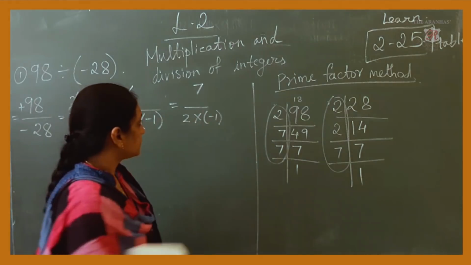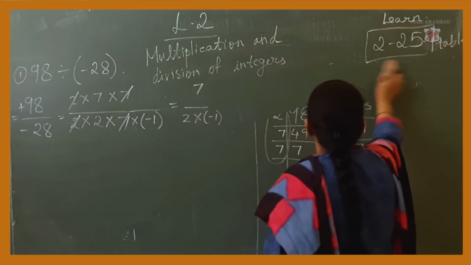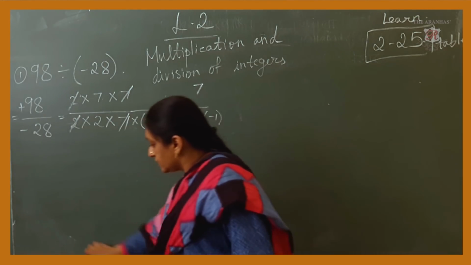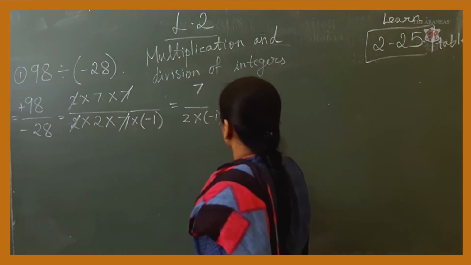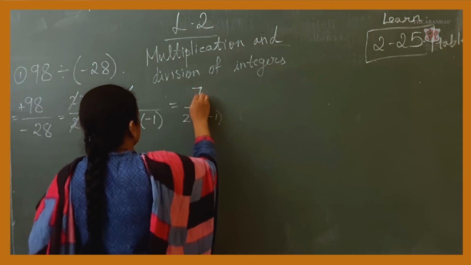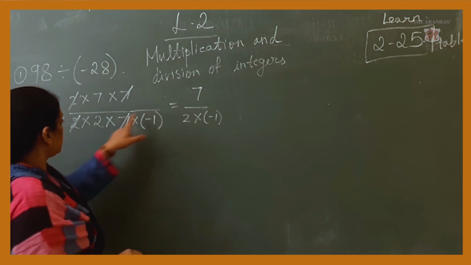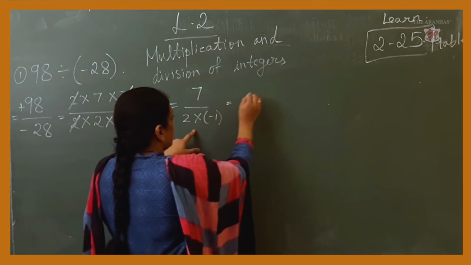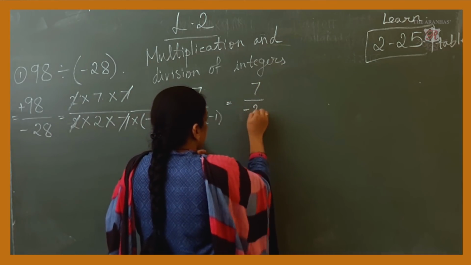That means, students, if you are solving along with me in your book, that is very good. That is better for your understanding. Now what is remaining, students? From the numerator, my 7 is remaining. From the denominator, my 2 multiplied by minus 1 is remaining. That becomes 7 upon minus 2.